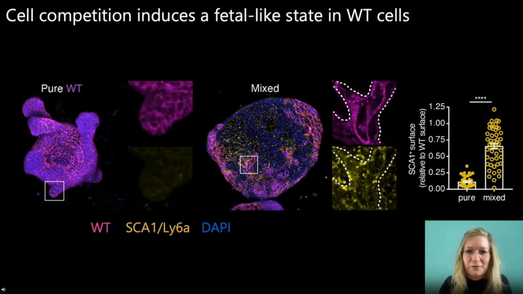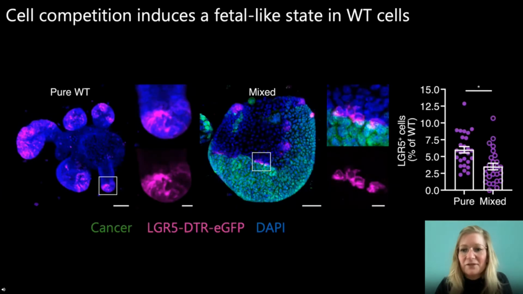To further investigate this response, we went back to our mixed cultures, and we found that a main marker of this response, Ly6, which is also known as SCA1, is highly expressed in mixed wild-type cells, shown here on the picture in the middle, but also in the quantification on the right. While pure wild-type cells are completely devoid of this expression of this marker. And this indicates that indeed wild-type cells revert to a primitive fetal-like state when they are in close proximity of cancer cells.